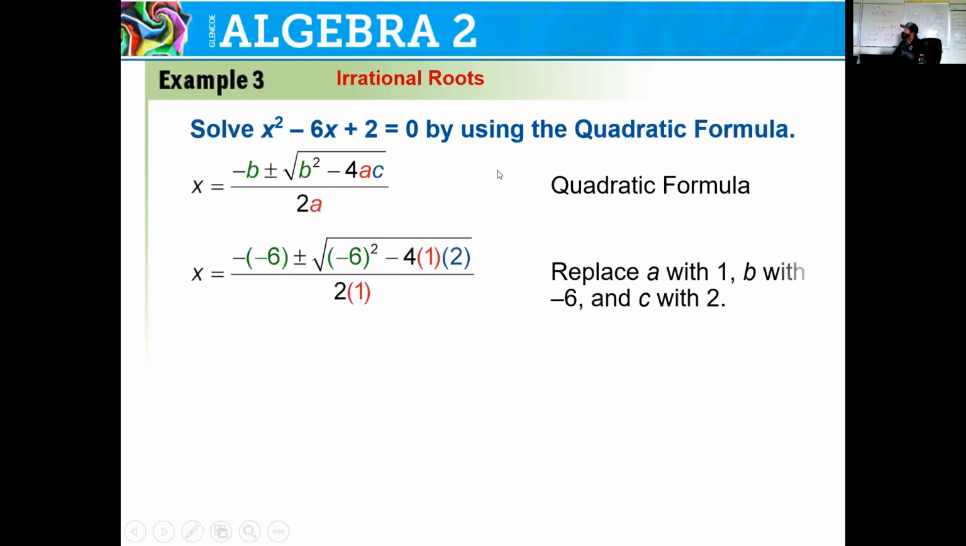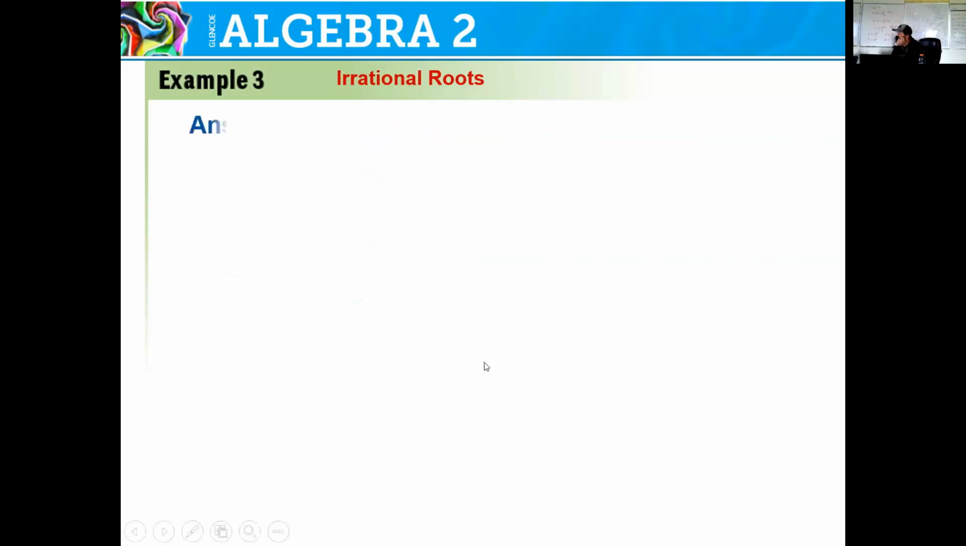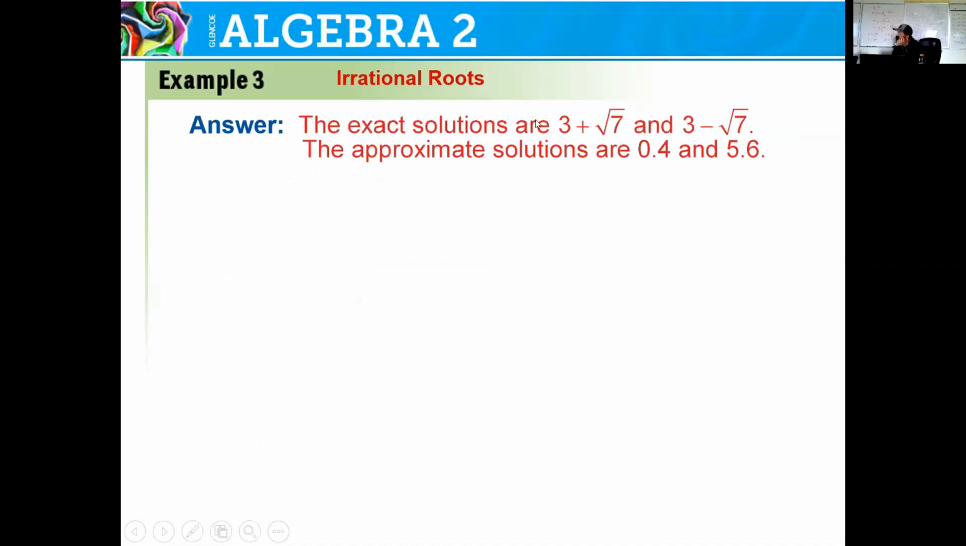So we have the quadratic formula. We plug it back in. So 6 plus or minus the square root of 28 over 2. So 6 plus 2 square root of 7 divided by 2, or x is equal to 6 minus 2 square root of 7 divided by 2. And so the exact roots are 3 plus the square root of 7 and 3 minus the square root of 7. The approximate solutions, you could put them in a decimal form, but then that requires you to round. Whenever you round, you're not as exact as you possibly could be.